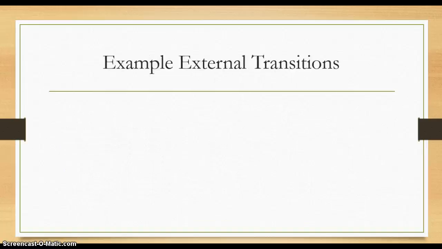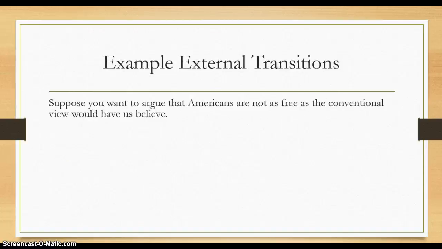So let's walk through a couple example external transitions. So let's suppose that you want to argue that Americans are not as free as the conventional view would have us believe.